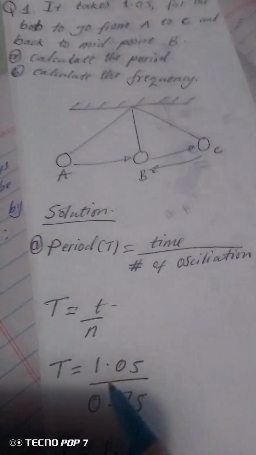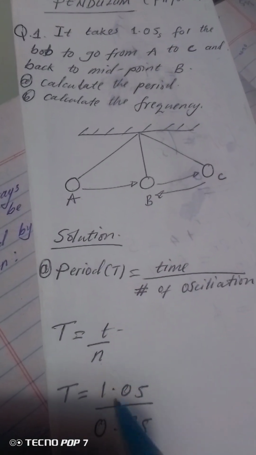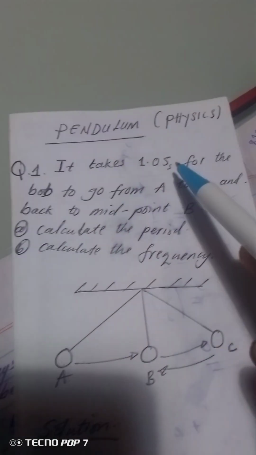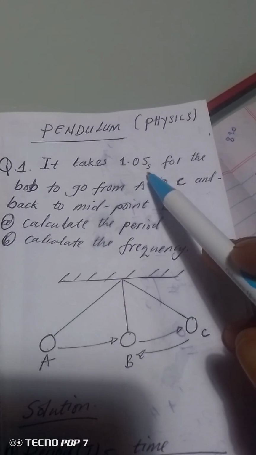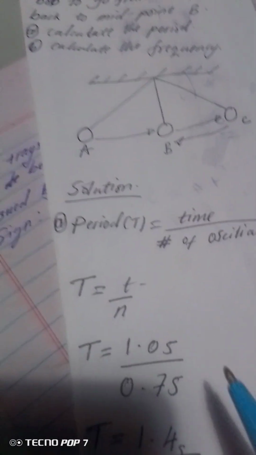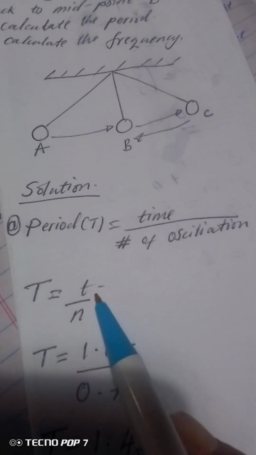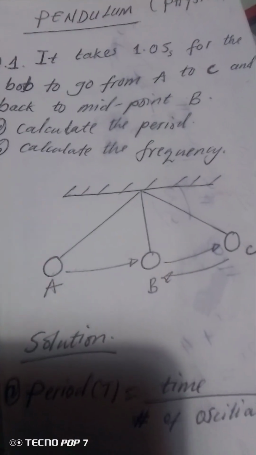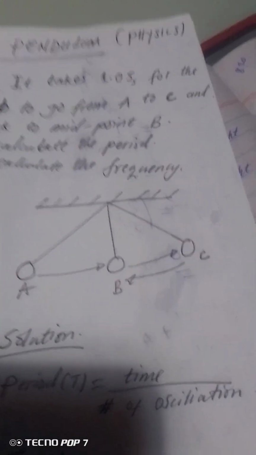So what's the time given? We have been told it is 1.05 seconds. So we put it where there is t here. Now, where there is the number of oscillations, we do it like this.